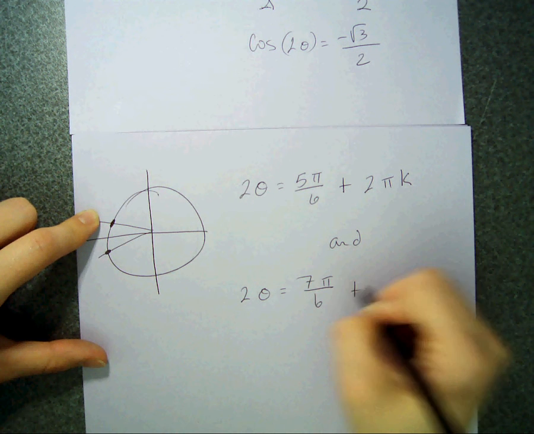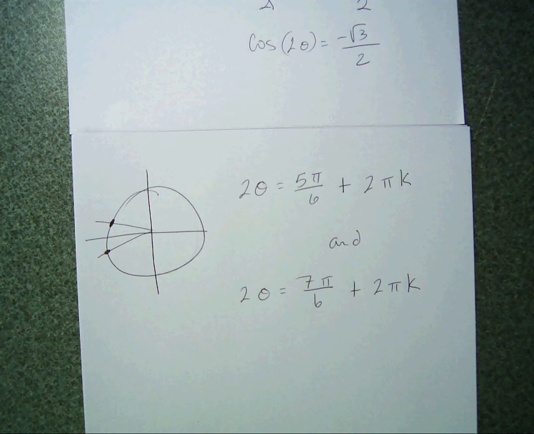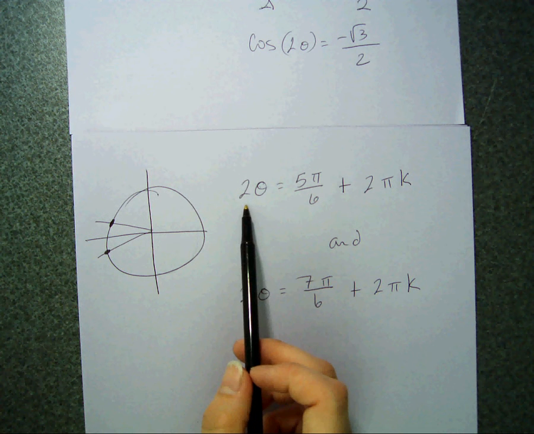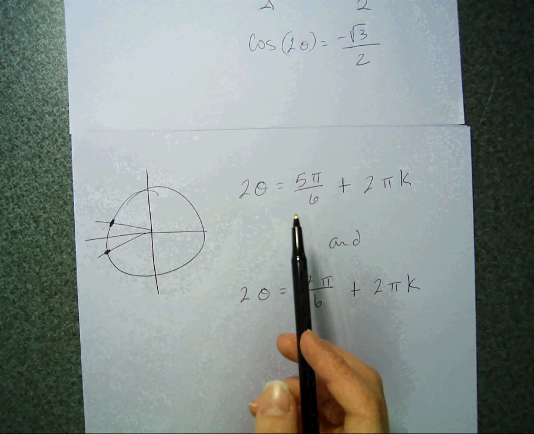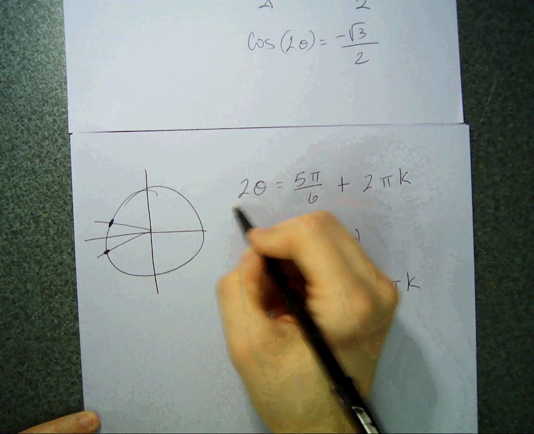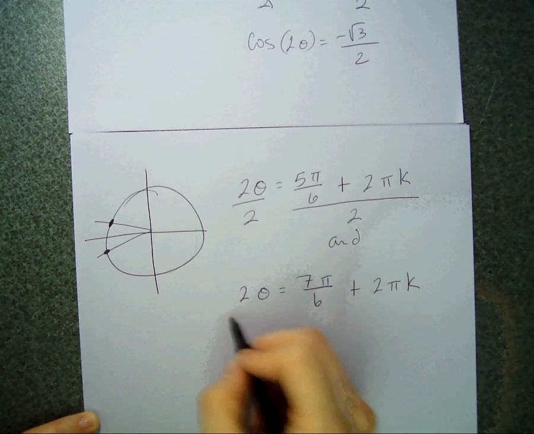Now my task was to find theta. So I have 2 theta. How can I get rid of the 2? Just divide everything by 2, just like you would for any other variable. So I'm going to divide the left side and the right side by 2.